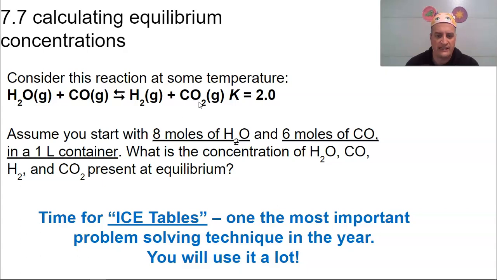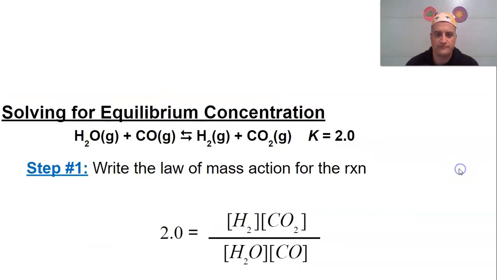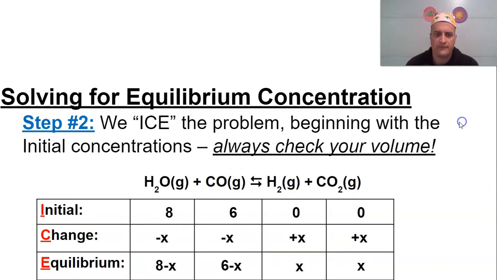These are a technique not only that they're looking for on the AP, but that's going to be helpful for you for organizing what you're doing. So first thing we need, law of mass action. We got our reactants over our products. Products over our reactants equal to our K value. Okay, no problem.